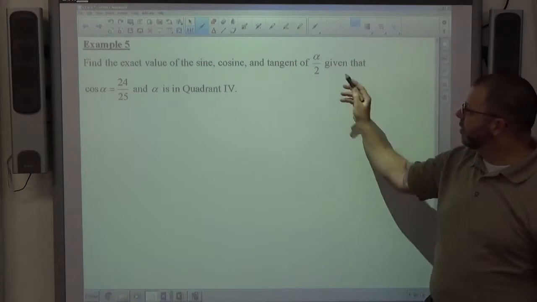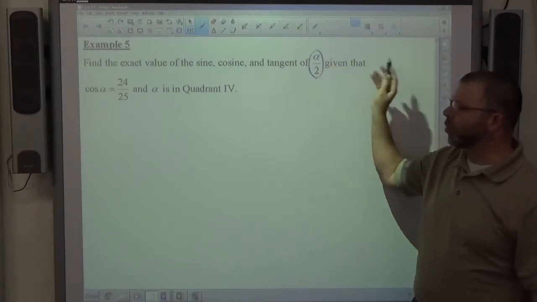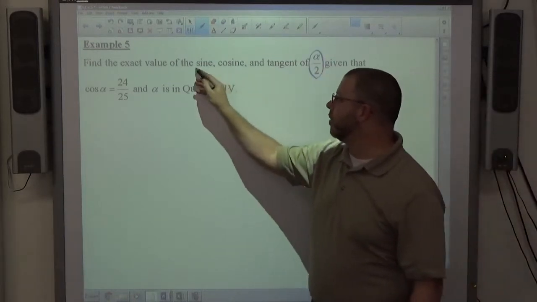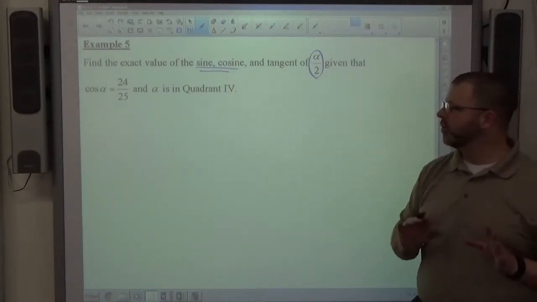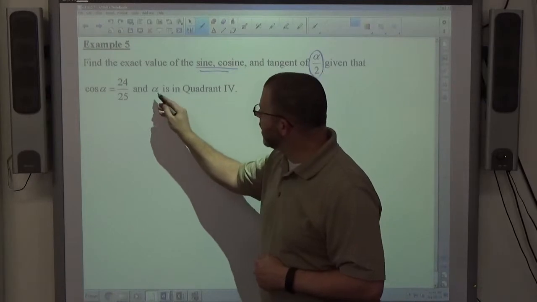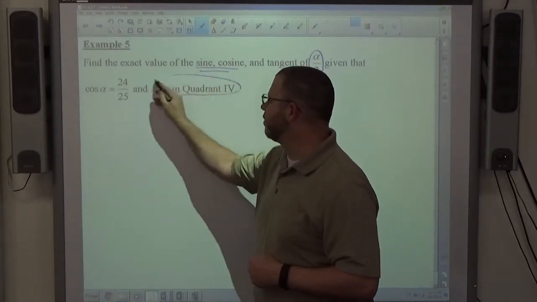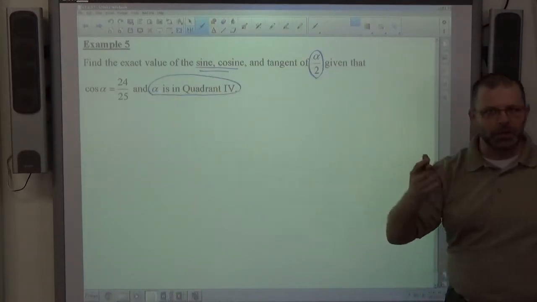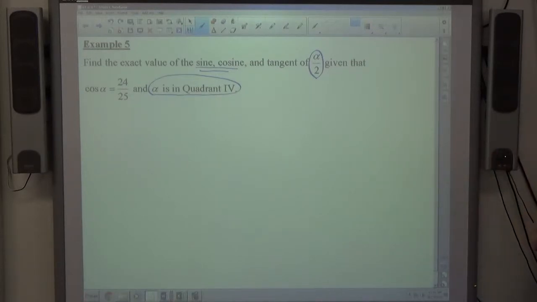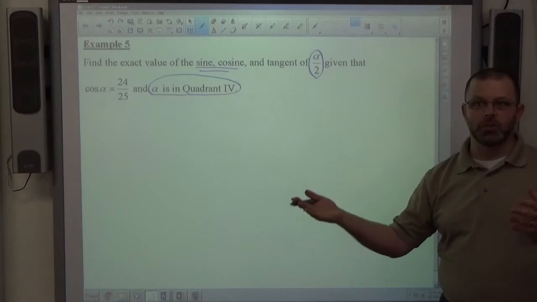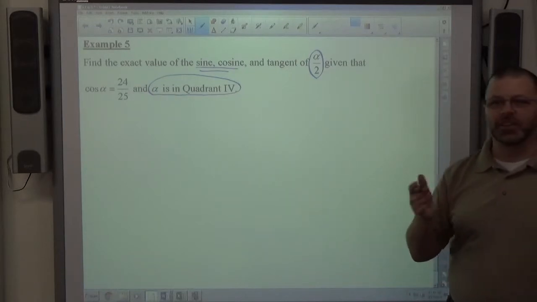One extra added feature for alpha over 2 or x over 2, whatever they're going to call the angle, when you deal with sine and cosine, is that whole plus or minus scenario, right? So let's focus on that first. They're going to tell me where alpha is located, in quadrant 4 in this case, or they might say it's between two things. 270 is less than alpha is less than 360. Pi over 2 is less than alpha is less than pi. They'll tell you something like that.